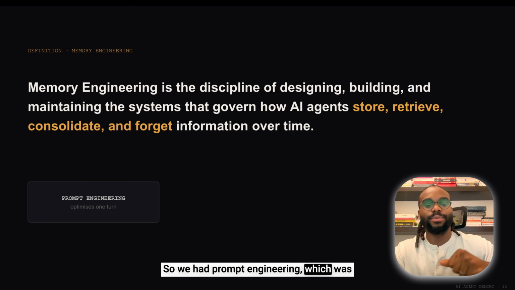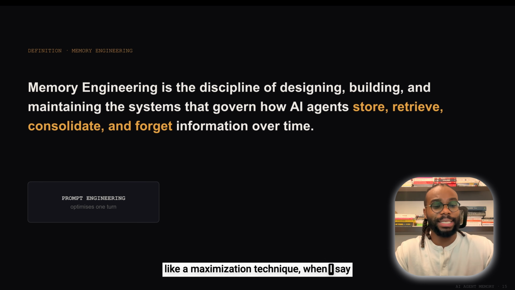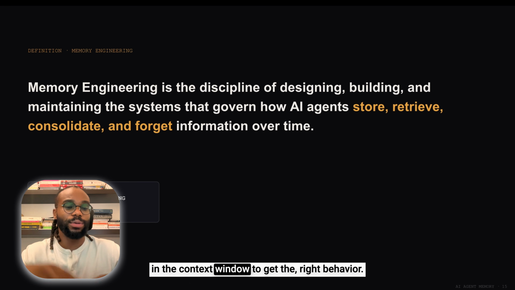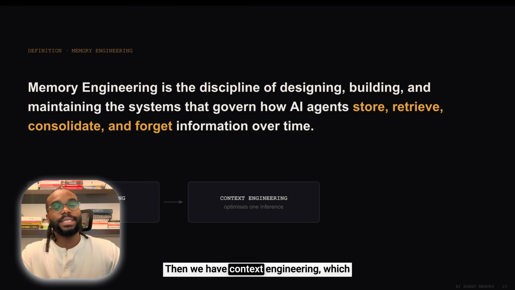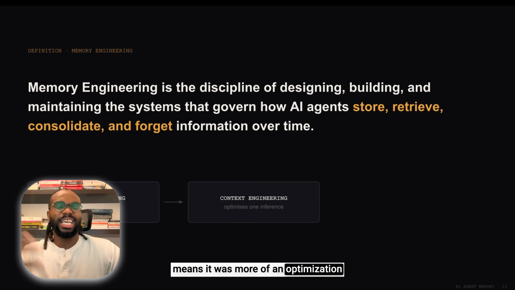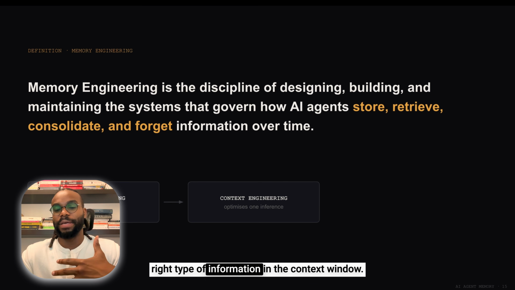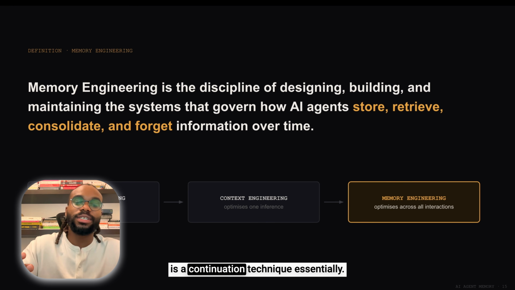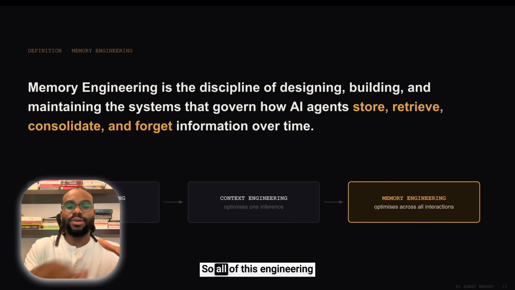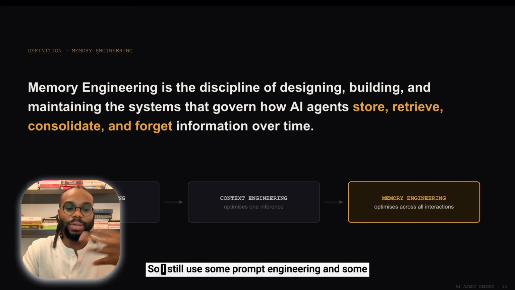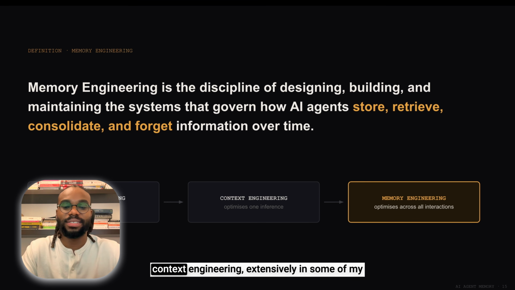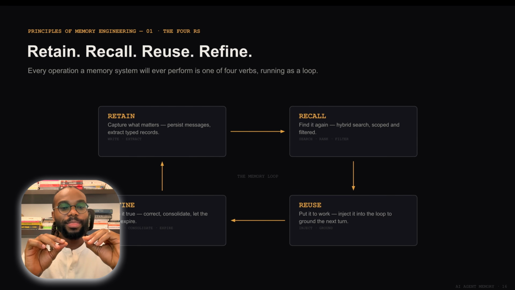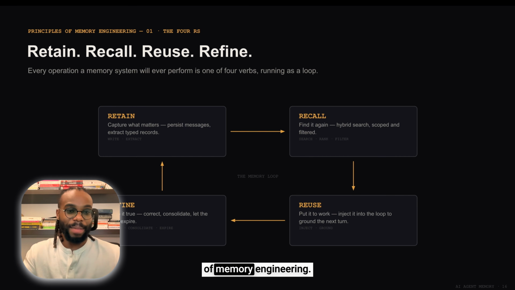So we had prompt engineering, which was like a maximization technique. When I say maximization, I mean you put a lot of information in the context window to get the right behavior. Then we have context engineering, which was more of an optimization technique, which means you have to put the right type of information in the context window. Then we're in memory engineering, which is a continuation technique, essentially. So all of these engineering disciplines fold into each other. I still use some prompt engineering and some context engineering extensively in some of my projects and production agents that I build.